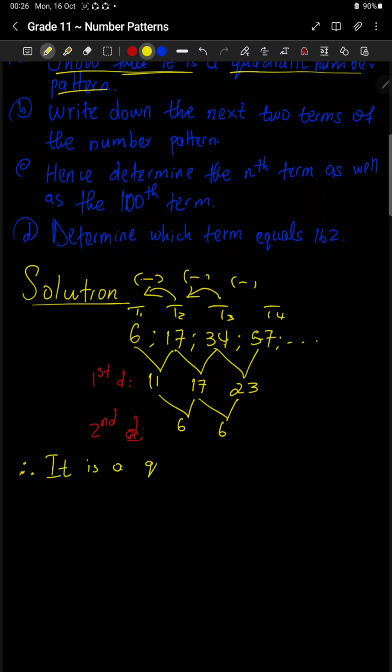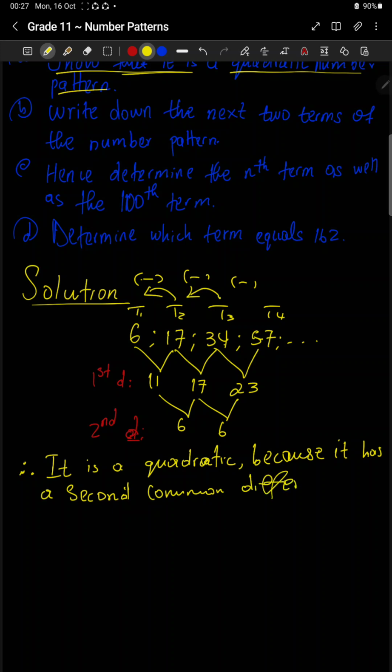It is a quadratic, because it has a common difference. Let me just be specific which one, because there are two. It has a second common difference. Okay, so that is the reason why we're saying it is a quadratic.